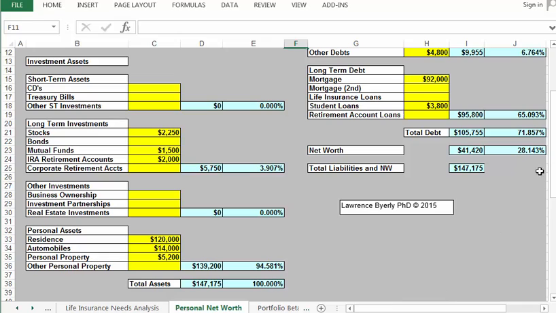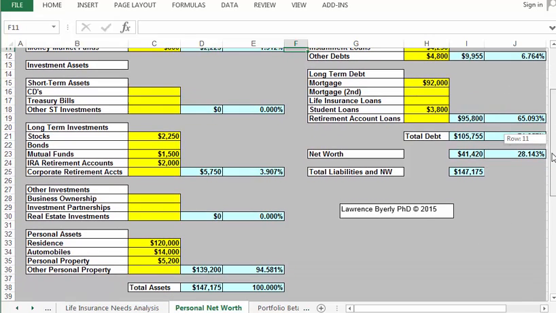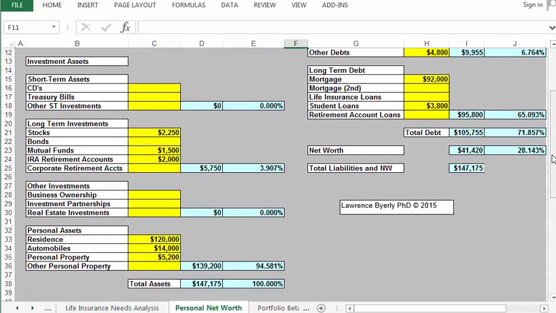So again, I think there was a thought there was a graph here. There's no graph. But we could graph that if you wanted to and input the segments so you could see what proportion of your wealth comes from certain components, if you will. So in this case, $41,420 is their personal net worth.